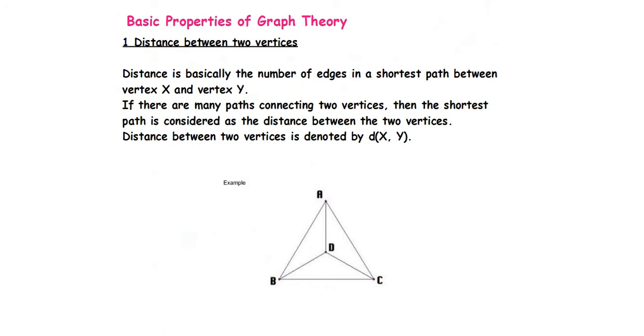So let's look at the next one: basic properties of a graph. First, the distance between two vertices. So what is the distance between two vertices? Distance is basically the number of edges in the shortest path between vertex x and vertex y. If there are many paths connecting two vertices, then the shortest path is considered the distance between the two vertices. The distance is denoted by d of x and y.